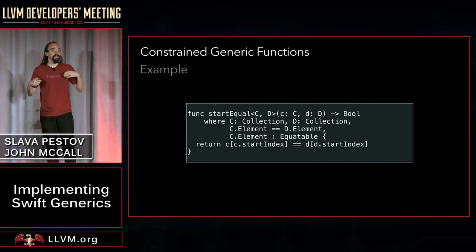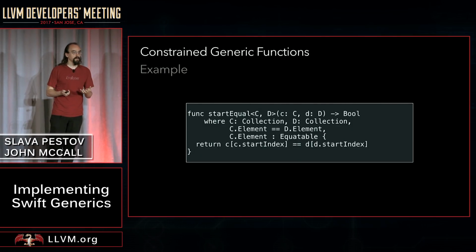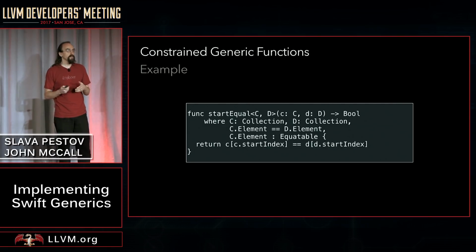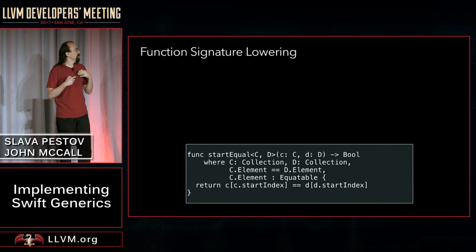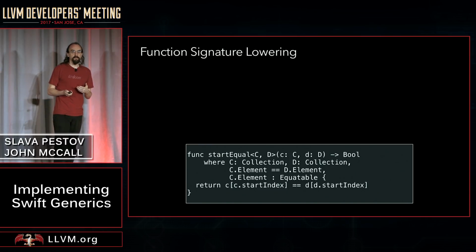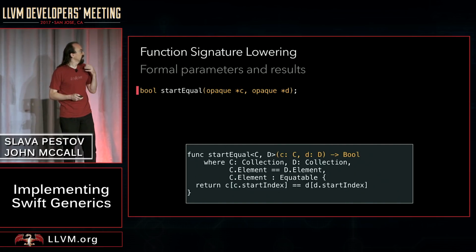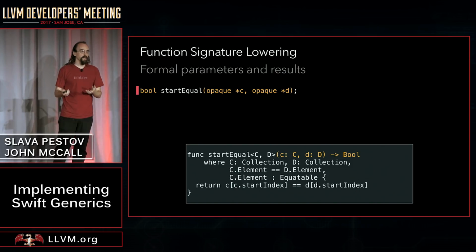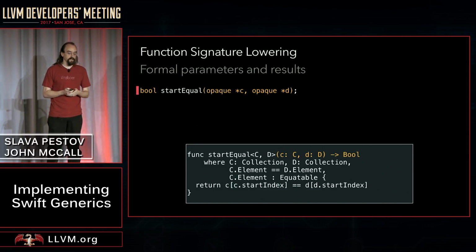All right. Now that we have all that, we can get down to the meat of how we actually compile and type check a generic function. So let's go back to that example. Sorry, how do we lower the signature of this function? Well, we've already talked about a lot of this before, in the section about unconstrained generics. So it's going to take C and D indirectly, because those are unknown types. But the result type Bool is a known fixed type, and so we can just return that directly.